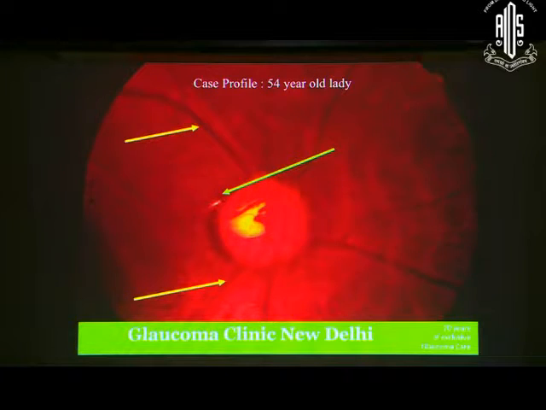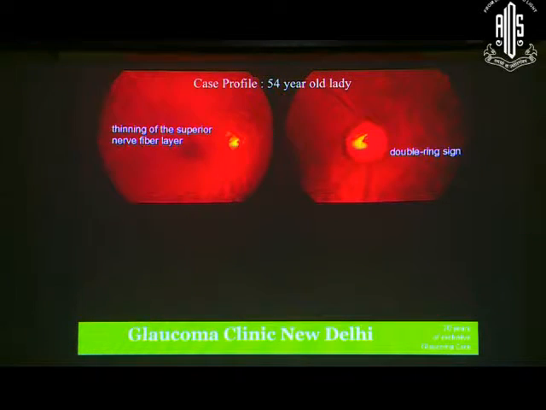You also find that there is what we call a double pigmentation, a double ring sign, because of the bare sclera seen here, surrounded by a retinal nerve fiber layer area. Look again at the prominence of the blood vessels superiorly as compared to the lower part. And when you look at this, you find that there is a thinning of the superior nerve fiber layer, and you find that there is a double ring sign.